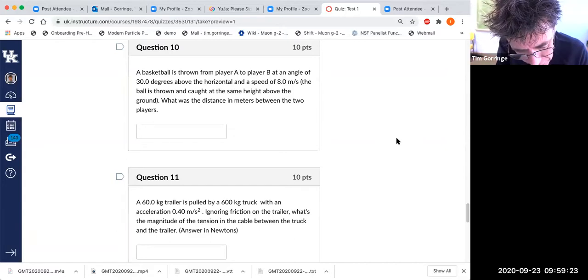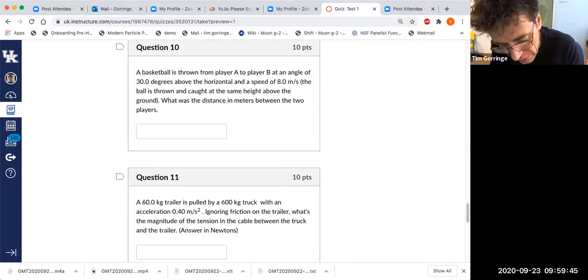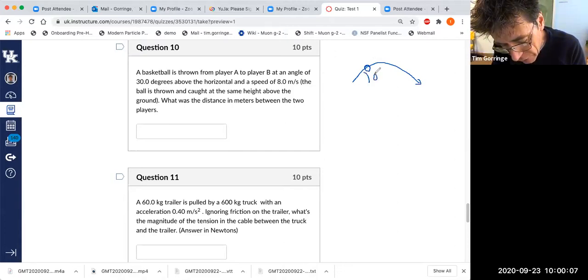In question number 10, we're told that we've got a basketball that is thrown between 2 players, and we're told the angle that it's thrown at above the horizontal, and we're told the speed that it's thrown at, and we've got to figure out the separation between the 2 players. So let me just make a sketch of this problem. Here's the trip of the basketball. And on this, let me mark the things we know. So we know the initial angle theta is 30 degrees. We know the initial speed, V0, is 8 meters per second.